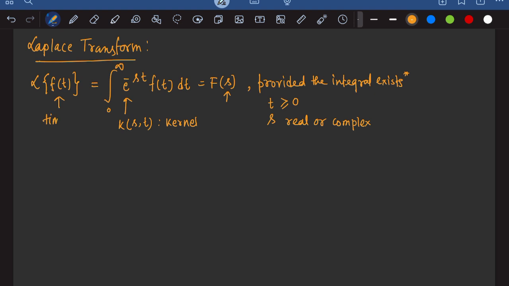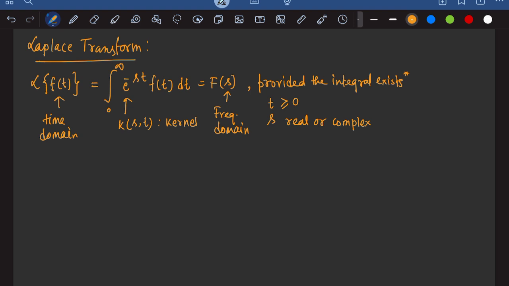Here, f(t) is in the time domain, and F(s) is in the frequency domain. Basically, what we are doing is shifting our problem from the time domain to the frequency domain.